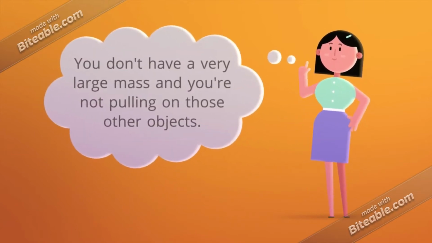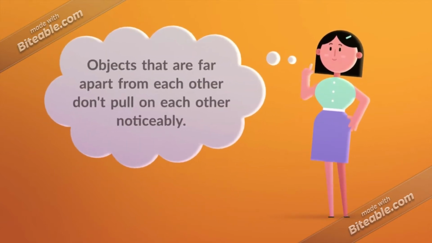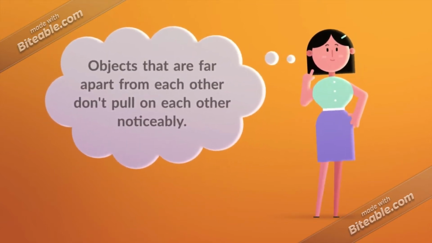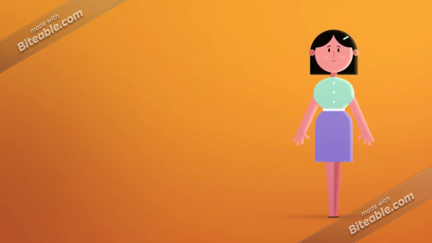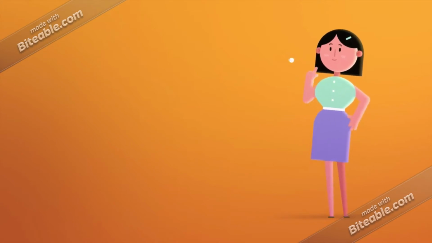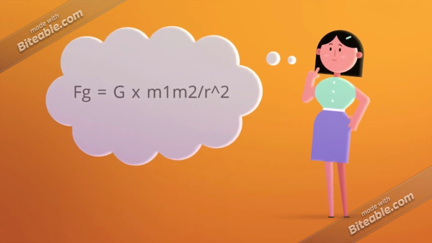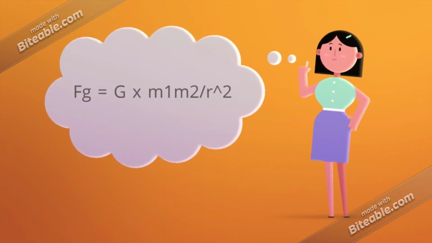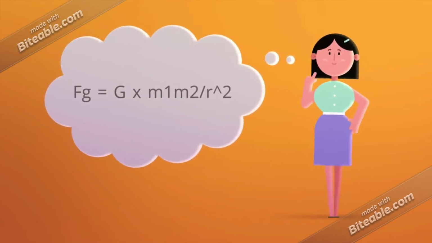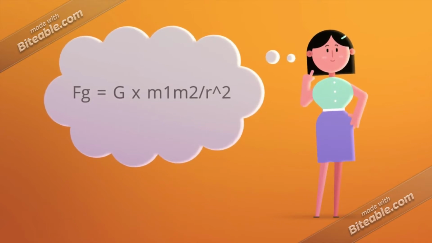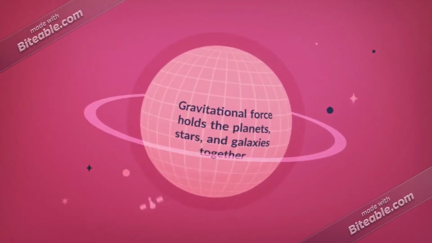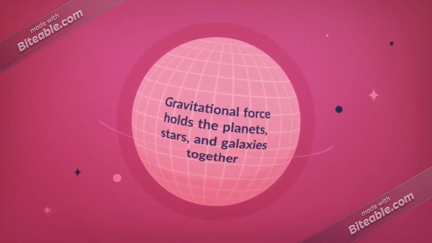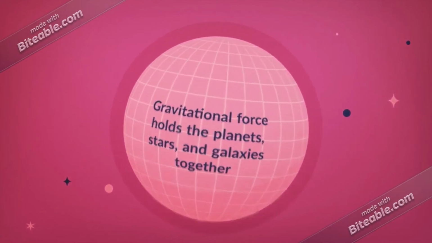Admittedly, you don't have a very large mass, and so you're not pulling noticeably on other objects. And objects that are really far apart from each other don't pull on each other noticeably either, but the force is there and we can calculate it. To calculate gravitational force, we use a formula where we multiply the gravitational constant, which is 6.67 times 10 to the power of negative 11, by the mass of object 1 and the mass of object 2, divided by the square of the distance between the two objects. An example of the force of gravity is the gravitational force that holds the planets, stars, and the galaxies together.